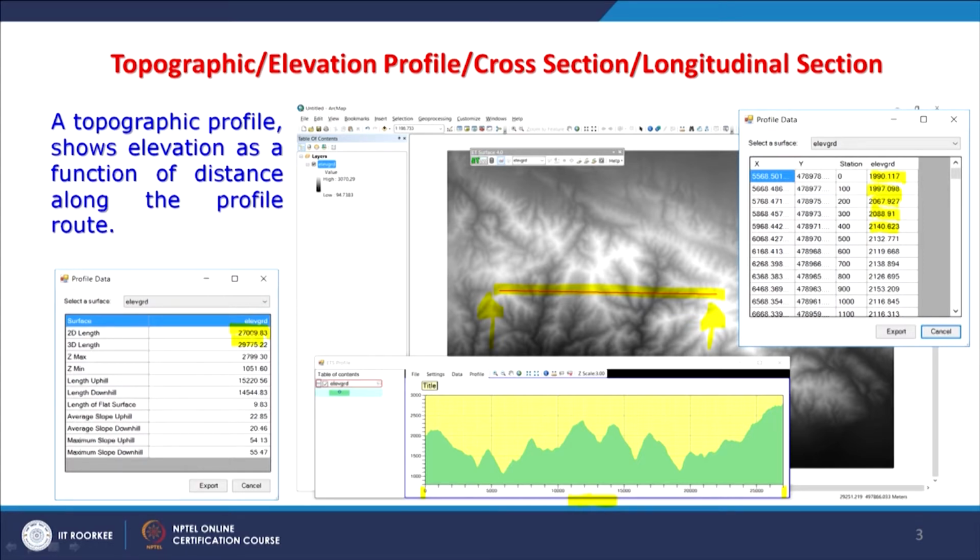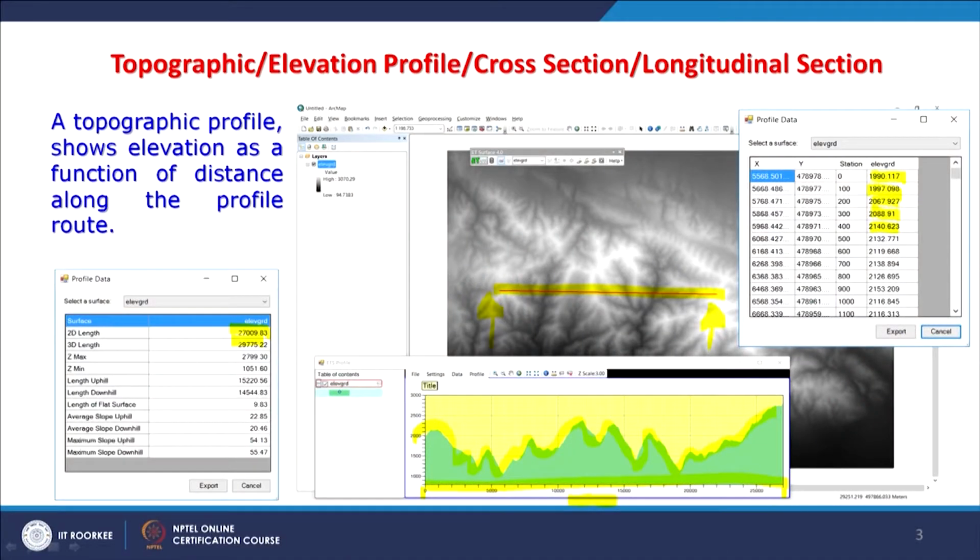We have also discussed this in the previous lecture, that the 2D length is the straight line length, but the 3D length is the length along this profile. So, obviously, the 3D length is going to be more than your 2D length. This point we have already discussed in detail, that whether it is an area or a length, the 3D value is always more than the 2D value. So, these are the two important parameters which you can derive using this tool or facility.